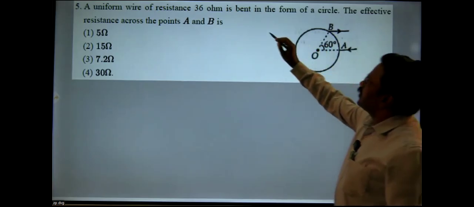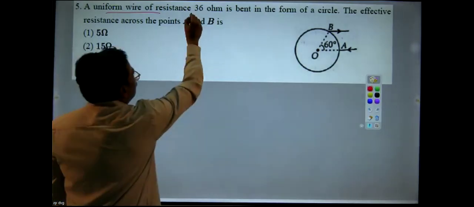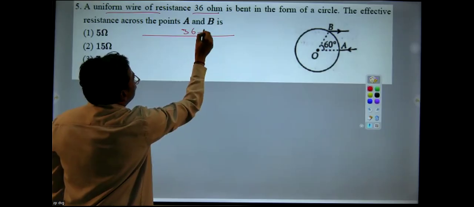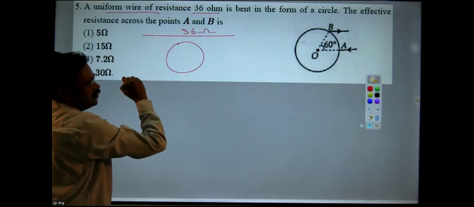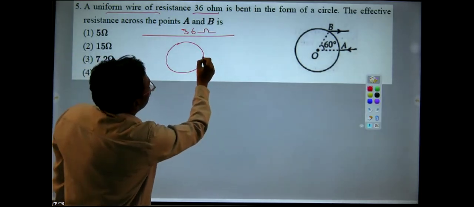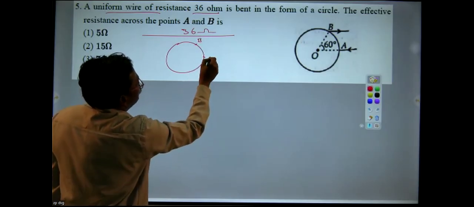See, total wire na resistance ಏನಿದೆ? There is a uniform wire of resistance 36 ohm. Andre, let's take there is a wire whose resistance is equal to 36 ohm. ಈ 36 ohm ಇರೋ wire ನ ನಾವು we are bending in the form of a circle. Circle ಆಗಿ bend ಮಾಡಿದೀವಿ. Let's consider 2 points. One point is here, other point is somewhere here. Okay, so this is point B and this is point A.